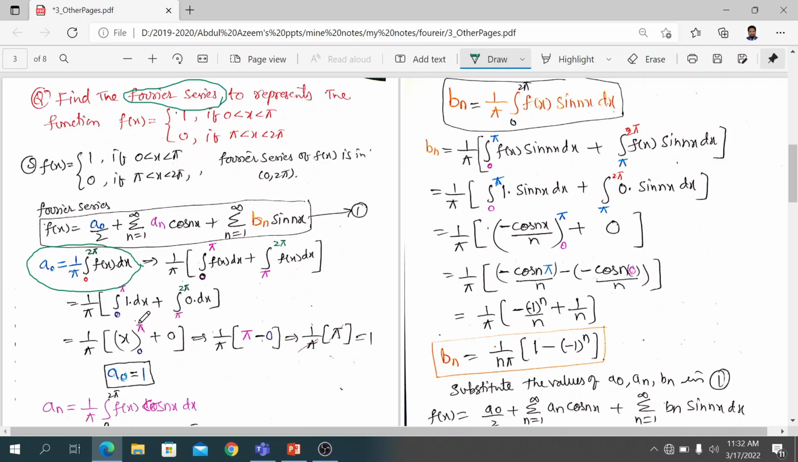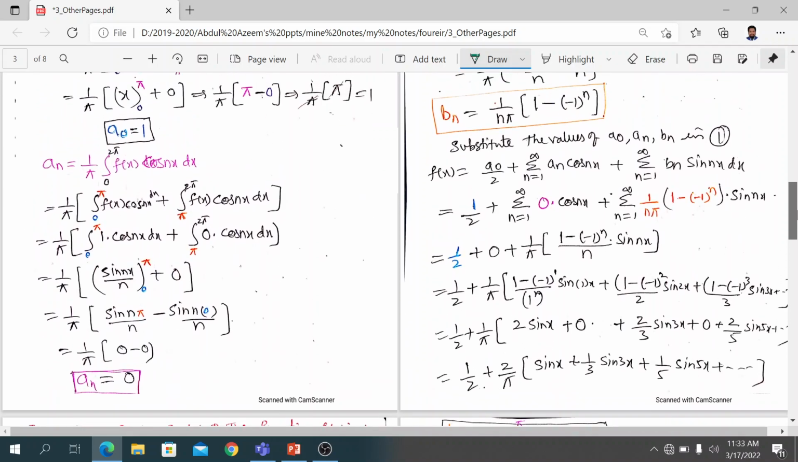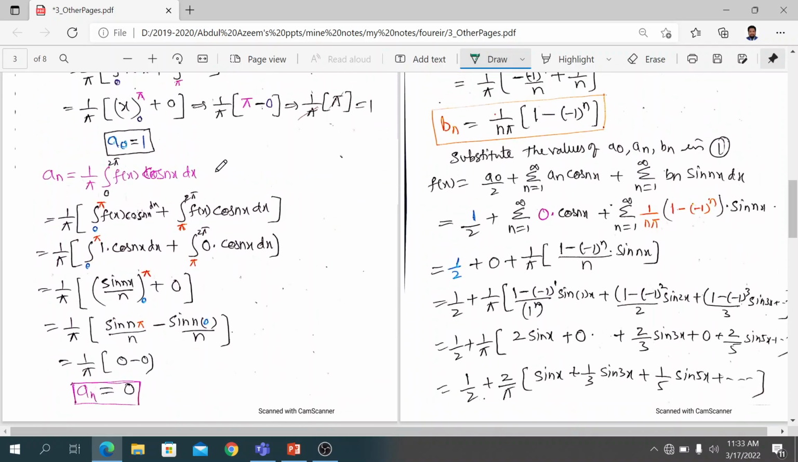Now apply limit, upper limit pi minus 0. Pi minus 0 is pi. This pi cancels. 1 is the answer. So a naught value is 1. Now next we will go find a n. So a n formula is this one.